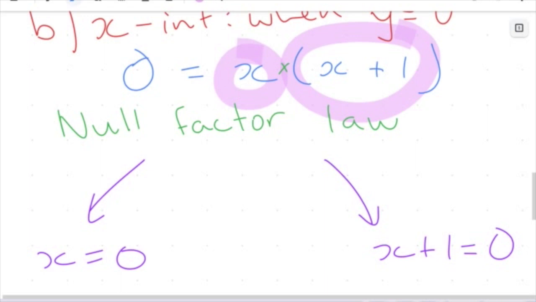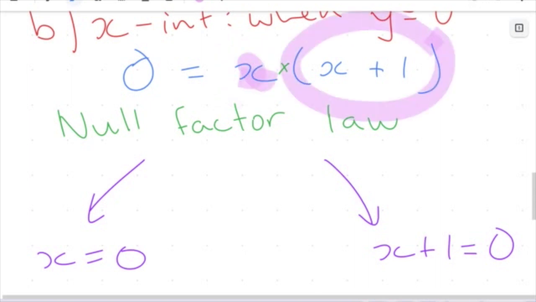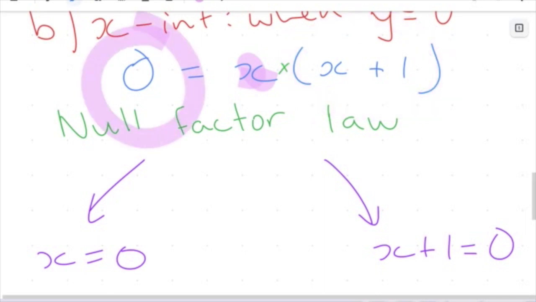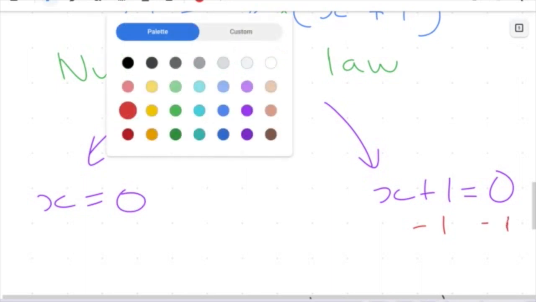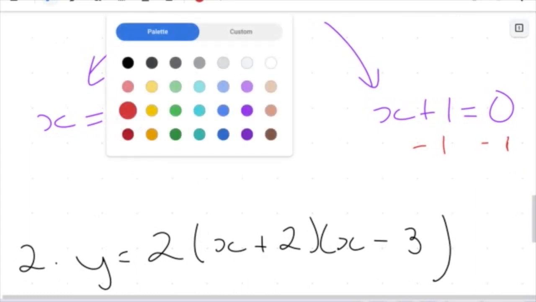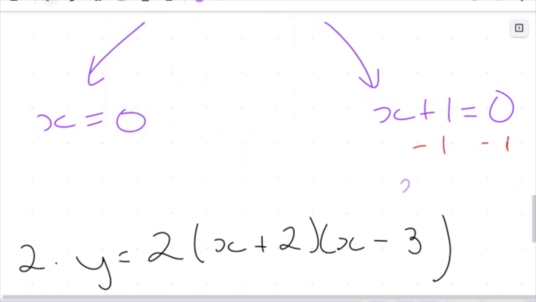I know I said a lot of zeros there, but the null factor law just means that as long as one of these factors, one of these expressions, is 0, we are going to get a solution of 0 to the equation. Now, this other one here, we want to solve this equation, so I'm going to subtract 1 from each side to give me x on its own, and I'm going to wind up with x equals minus 1.